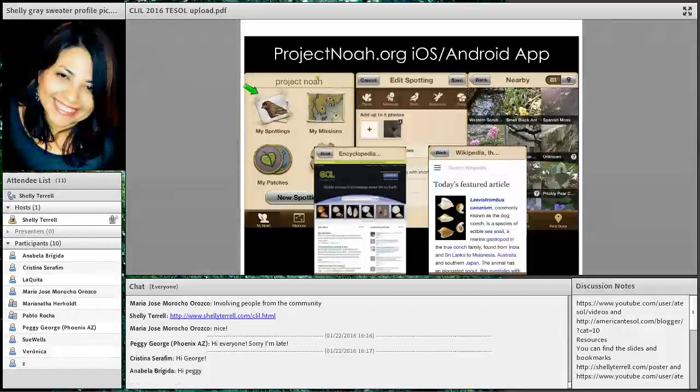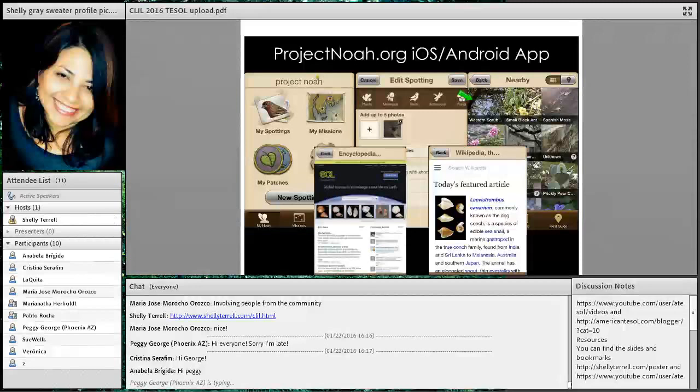Like if you spot a bird in your backyard, you can take a picture and upload it. You can have up to 5. You can identify it. You can see what others in the area have spotted. You can access an encyclopedia, Wikipedia. It's all within the app, and it helps you identify birds or bugs or even plants and trees. It's all within the app.